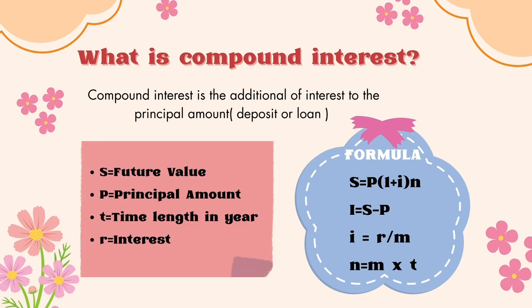First, S equals P, open bracket 1 plus I, close bracket power N. I equals S minus P. I equals R divided by M, and M equals M multiplied by T.